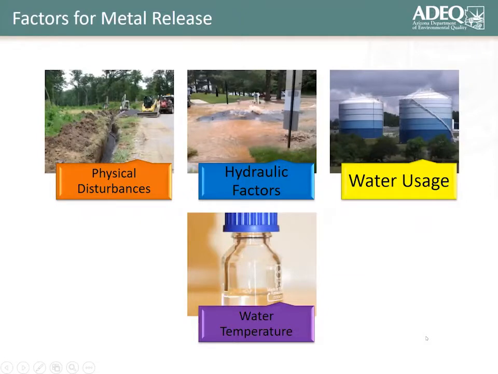Other factors for metal release include physical disturbances, such as disrupting water lines, water line construction, and not flushing appropriately. Those are significant factors in what can cause a metal release, particularly from a scale perspective. Hydraulic factors such as water line breaks. Anytime you lose pressure in your system, you're taking the chance of different biofilms and scale along the pipe that has layered being disrupted, and therefore lead scale breaks off.